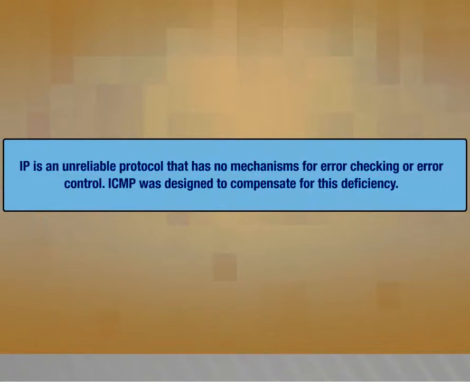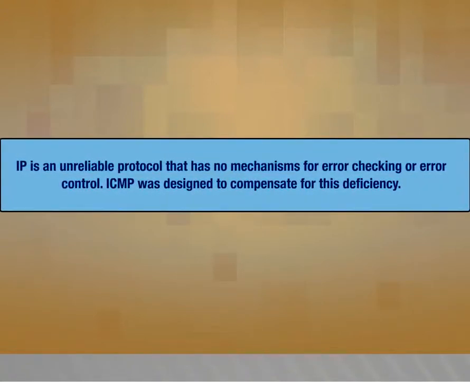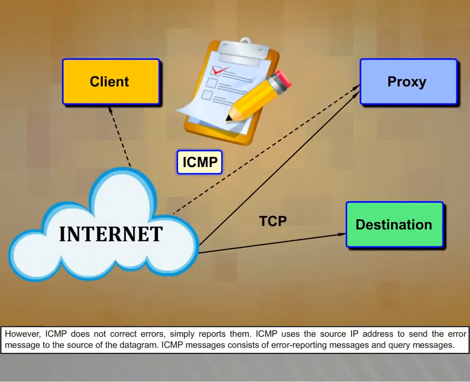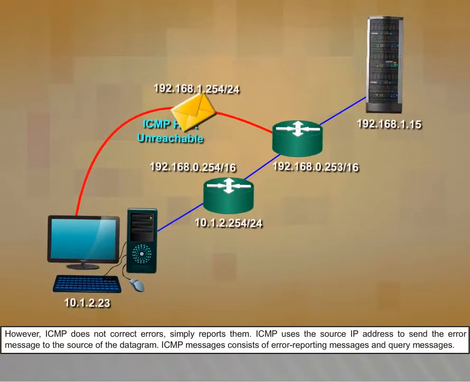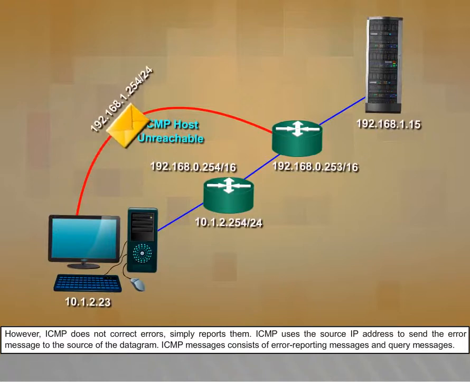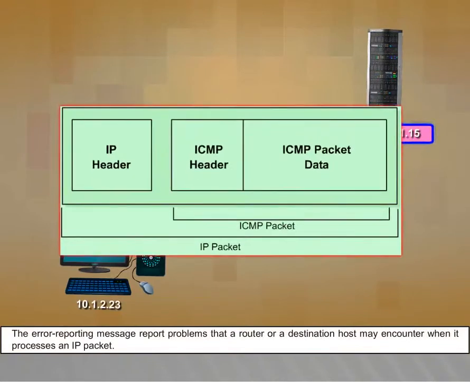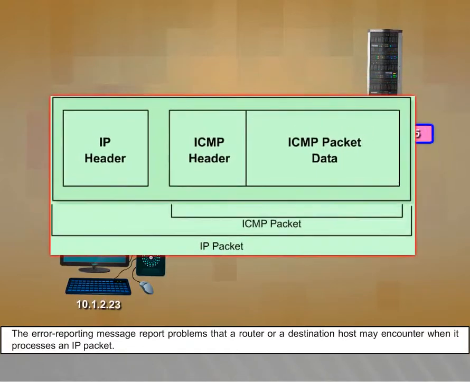IP is an unreliable protocol that has no mechanisms for error checking or error control. ICMP was designed to compensate for this deficiency. However, ICMP does not correct errors, it simply reports them. ICMP uses the source IP address to send the error message to the source of the datagram. ICMP messages consist of error reporting messages and query messages. The error reporting messages report problems that a router or a destination host may encounter when it processes an IP packet.